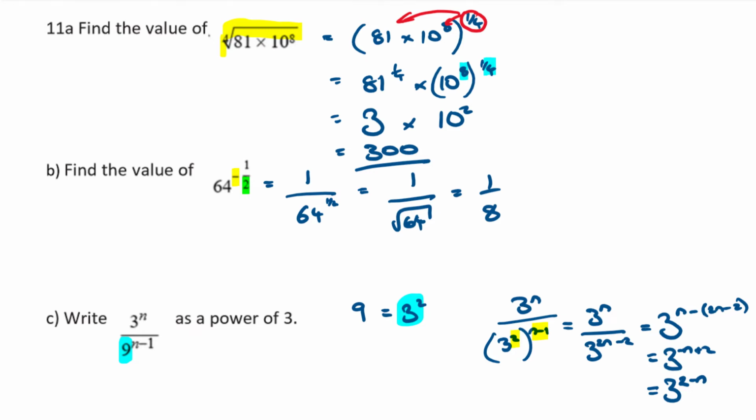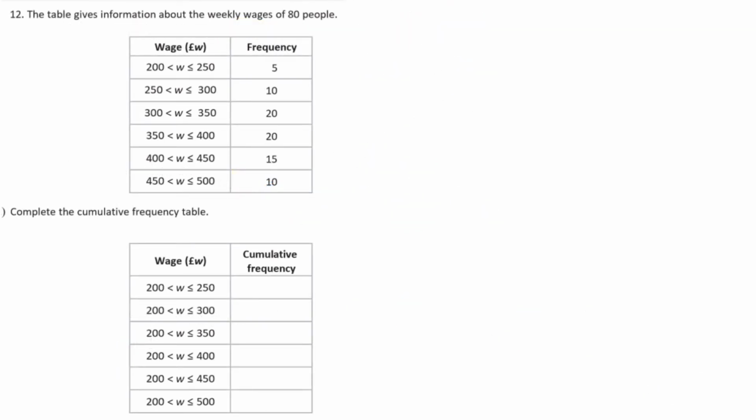Okay? Quite a tricky one, that one. Cool though. Question 12. The table gives information about the weekly wages of 80 people. And I've got 200 to 250, which is 5, 250 to 300 is 10, and so on. And it says underneath, complete the cumulative frequency table. Okay, so the first category, 200 to 250, is the same as the one at the top, isn't it? So it's just going to be the same as that. It's going to be 5.